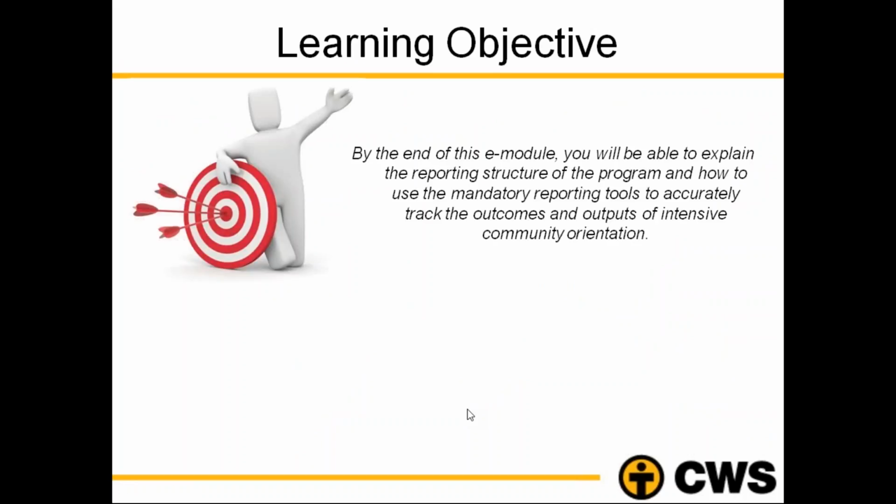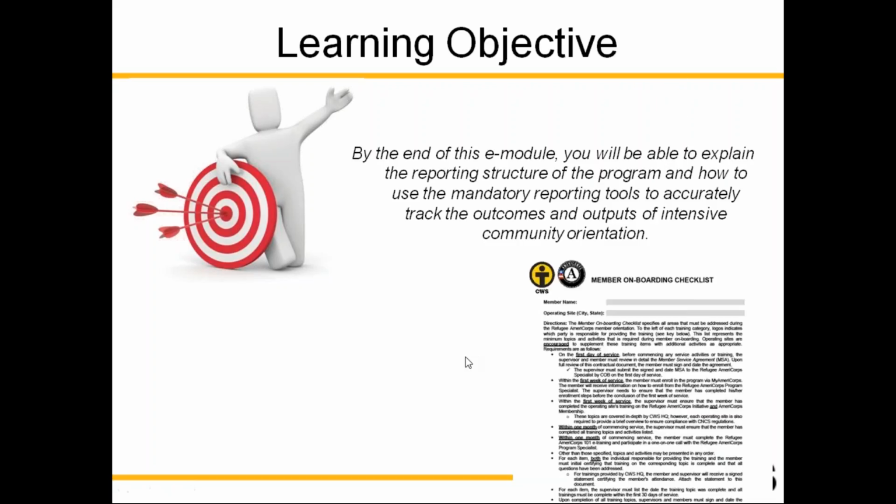By the end of this e-module, you will be able to explain the reporting structure of the Refugee AmeriCorps Initiative and how to use the mandatory reporting tools to accurately track the outcomes and outputs of intensive community orientation. Following along on your member onboarding checklist, at the conclusion of this e-module, you will be able to initial the following topic: tracking interventions.